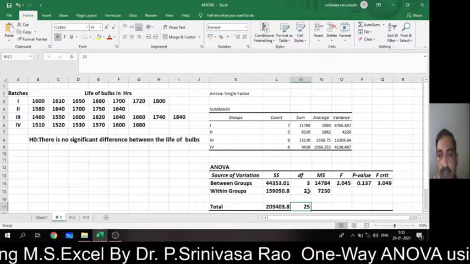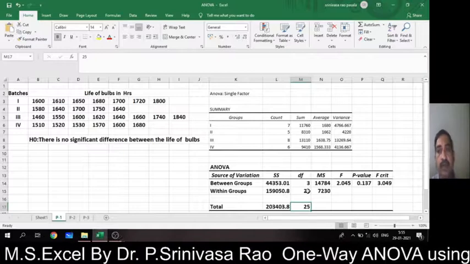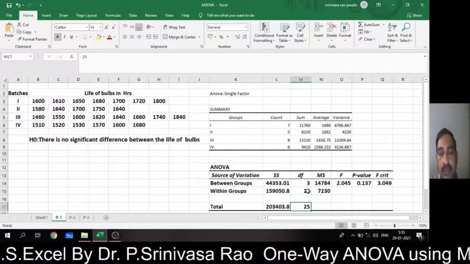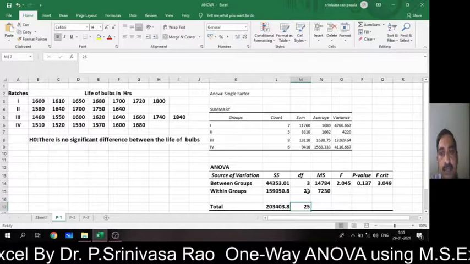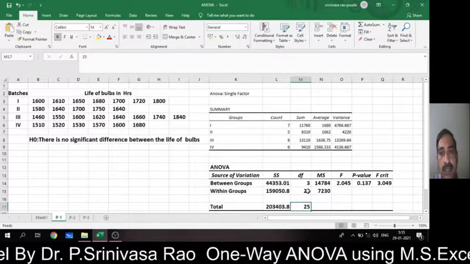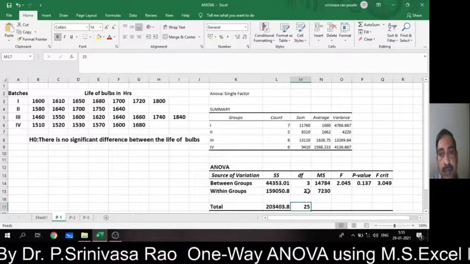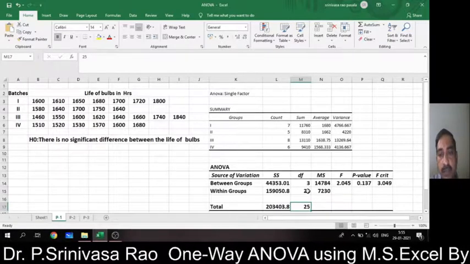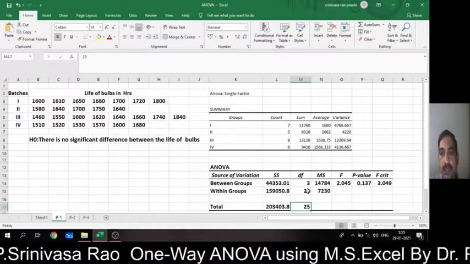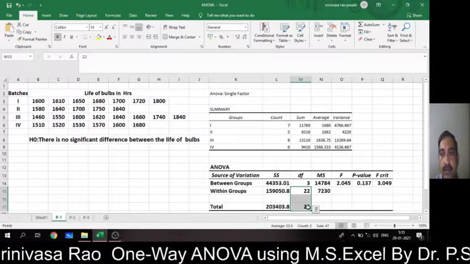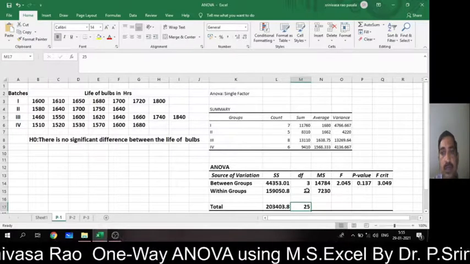26 minus 1 for the linear constraint, so 25, and 25 minus 3 is 22. So we know that in manual ANOVA there is an identity relation between the various sums of squares. Total sum of squares always equals treatment sum of squares or between groups plus error sum of squares or within groups, right? So that's why 25 minus 3 equals 22.